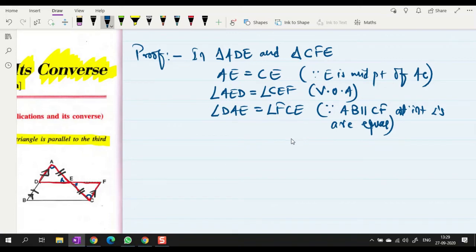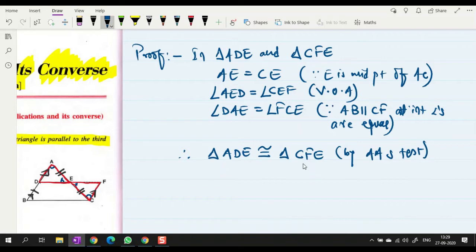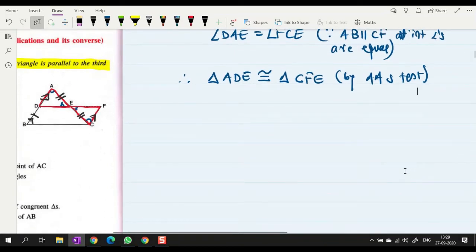So angle DAE is equal to angle FCE by alternate interior angles, and therefore triangle ADE is congruent to triangle CFE by the AAS test. ADE, CFE. Correspondence is correct? Yes, sir. Okay, great.